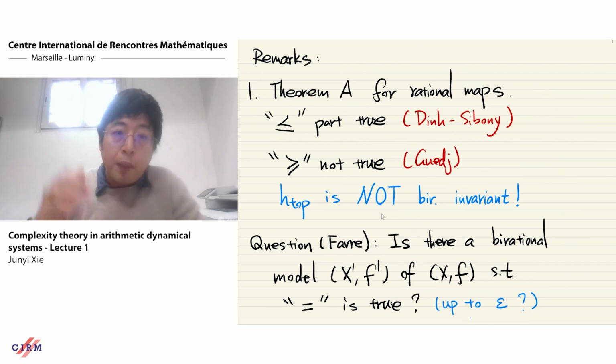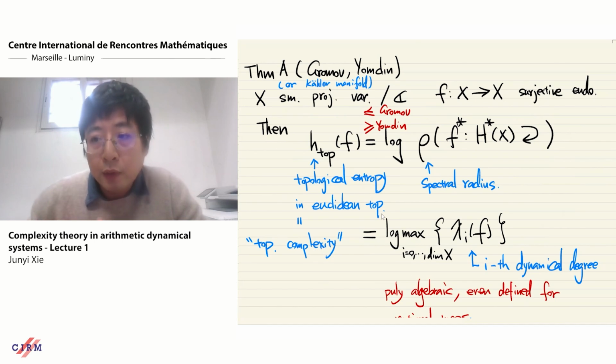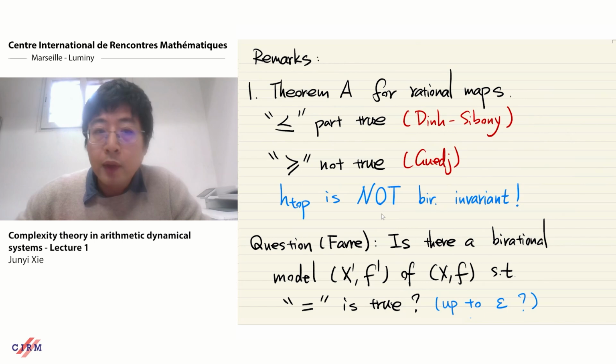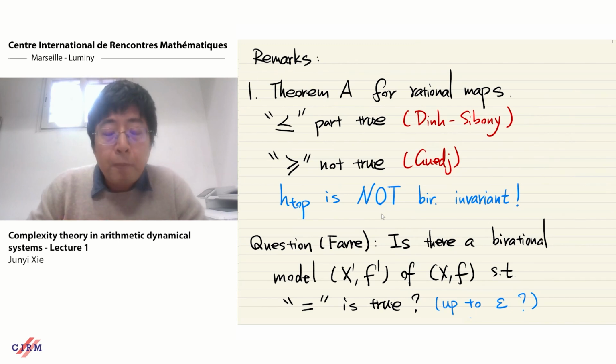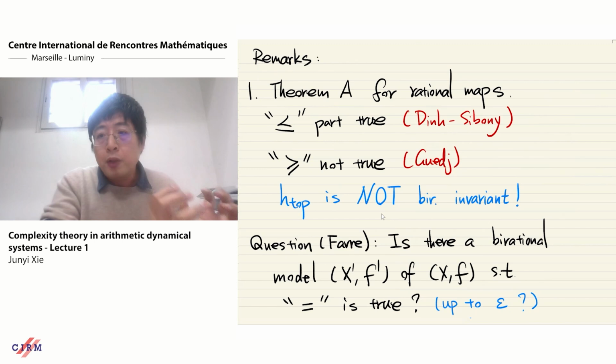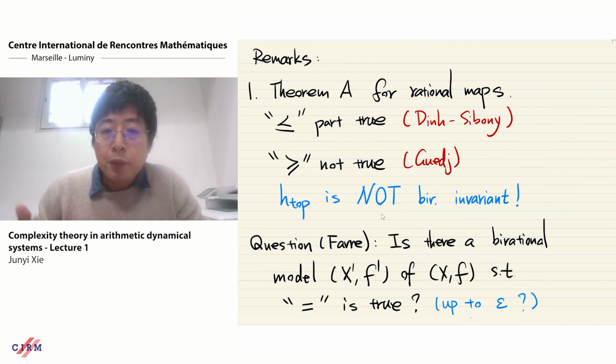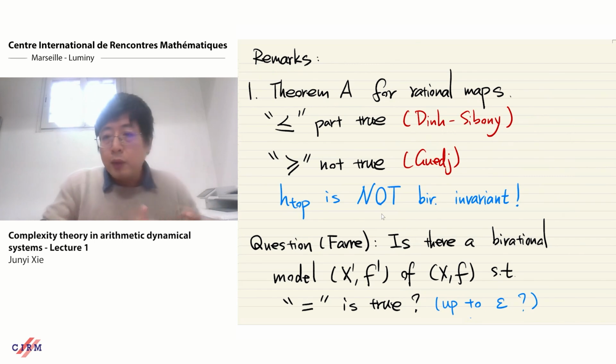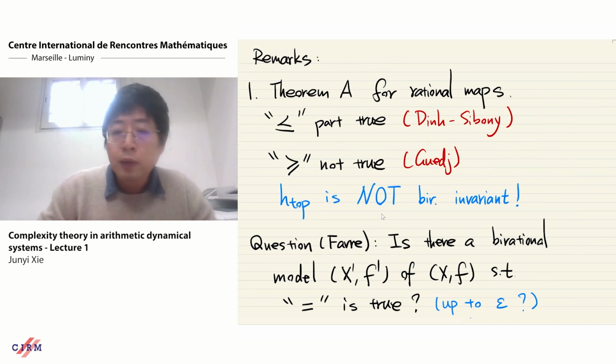So we first give some remarks on this Gromov-Yomdin theorem. The first remark is that this Theorem A is for endomorphisms. So people ask, how about rational maps? We can see that the Gromov part, that the topological entropy is controlled by this linear algebra side, is always true, even for rational self-maps, and this was proved by Dinh and Sibony. And the other side, the Yomdin part, is not true. I think the first example was given by Vincent Guedj, and the key point is that the topological entropy is not a birational invariant.